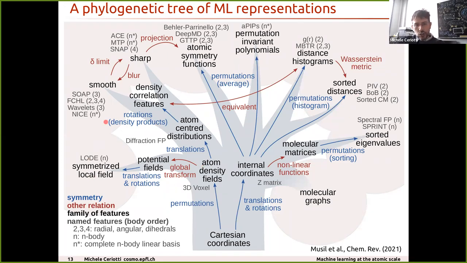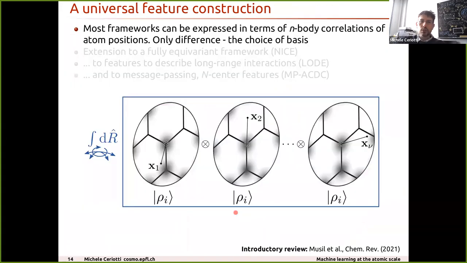And not only can you organize these representations based on the application of symmetry operations, but you can also realize that the vast majority of these representations, due to the fact that they have been developed to fulfill the same goals, ended up being the same thing. You can construct in a generic way some objects that correspond to n-point correlations of the atom density. I don't really have the time to get into the details. If you're interested in this kind of formal view of the construction of descriptors for machine learning, we have a recent review on the topic.